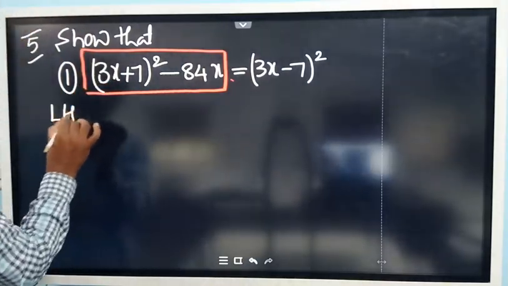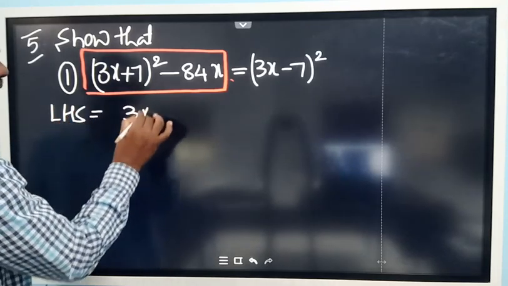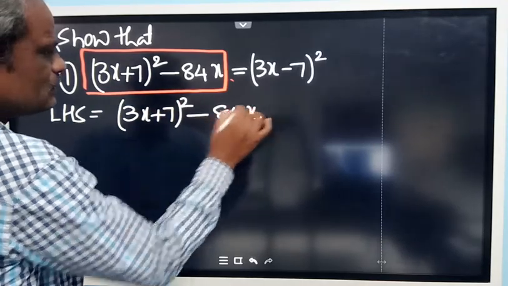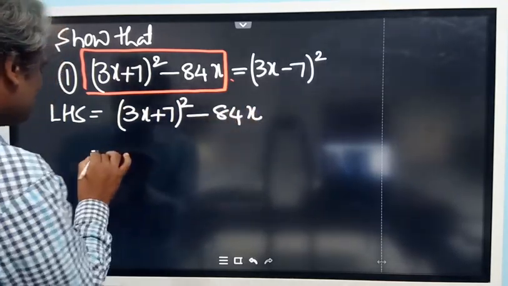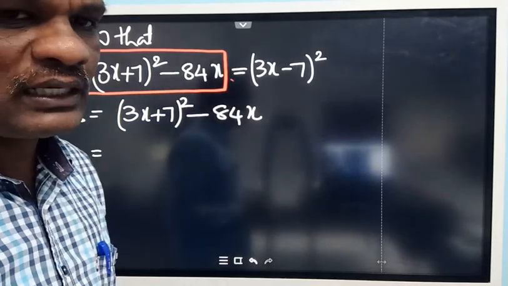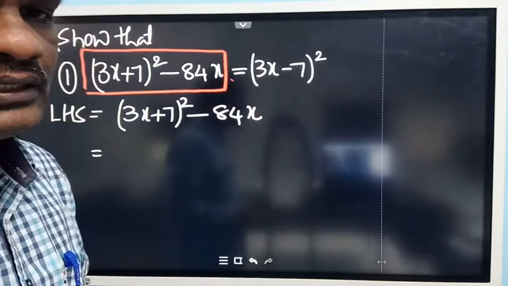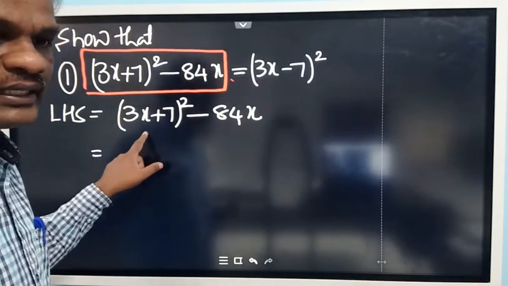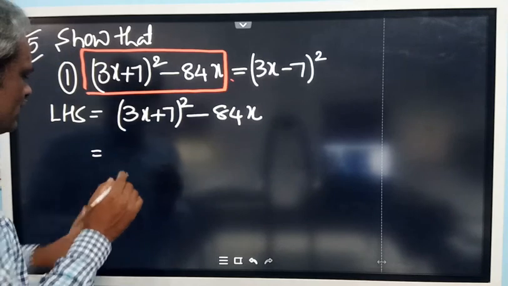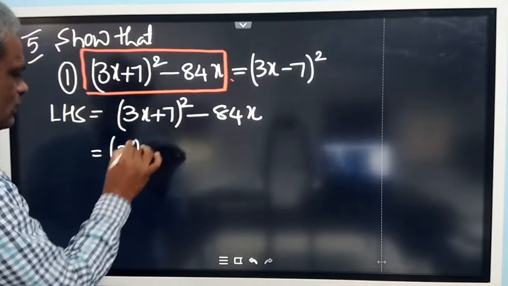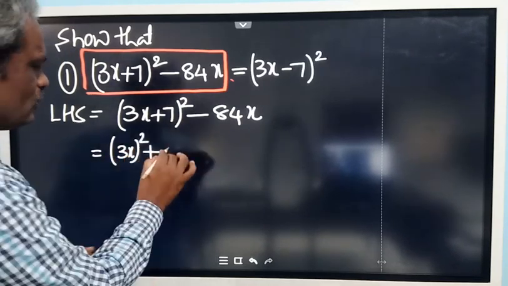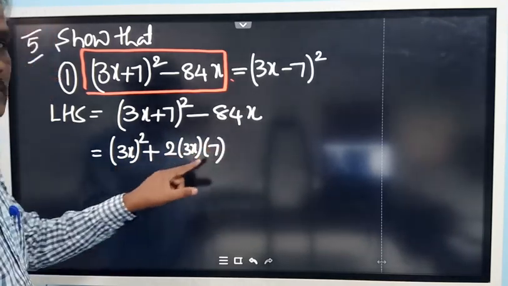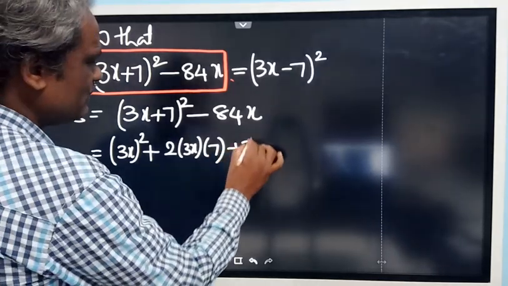LHS and simplify. So LHS is (3x + 7)² − 84x. We have to simplify this one. Look at this. This is in the form of the (a + b)² formula, (3x + 7)². A plus b whole square means a square, that is (3x)², plus 2ab, 2 into 3x into 7, plus b square, 7².